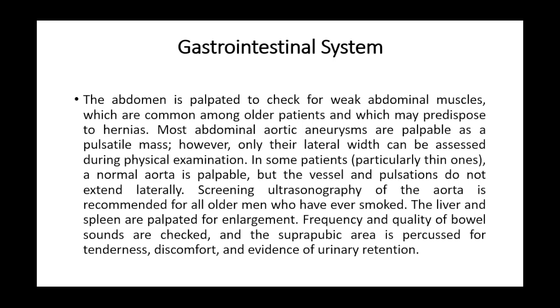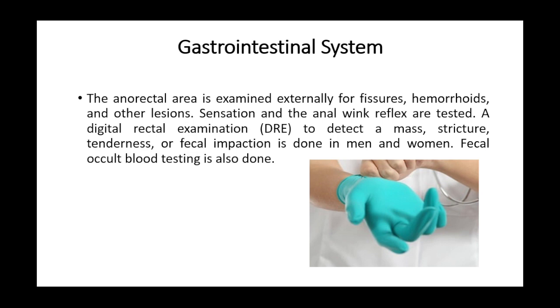The liver and spleen are palpated for enlargement. Frequency and quality of bowel sounds are checked, and the suprapubic area is percussed for tenderness, discomfort, and evidence of urinary retention. The anorectal area is examined externally for fissures, hemorrhoids, and other lesions. Sensation and the anal wink reflex are tested. A digital rectal examination to detect a mass, stricture, tenderness, or fecal impaction is done in men and women. Fecal occult blood testing is also done.